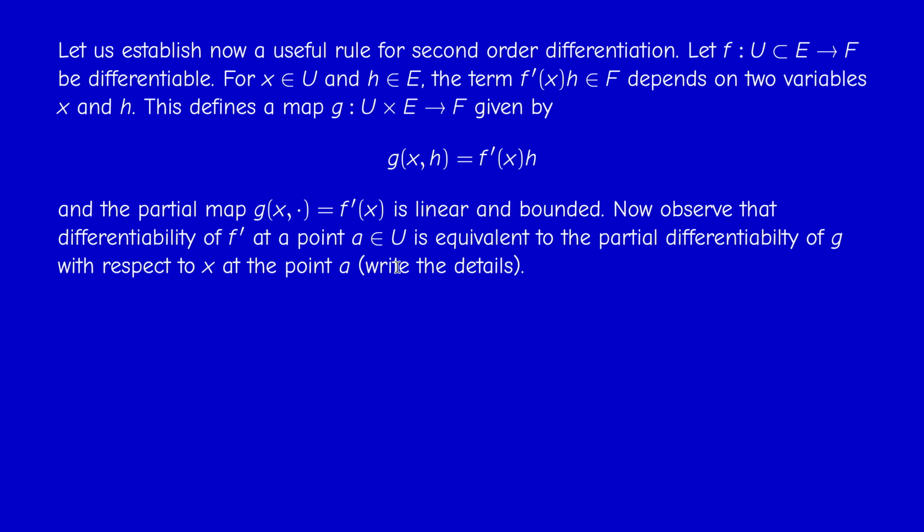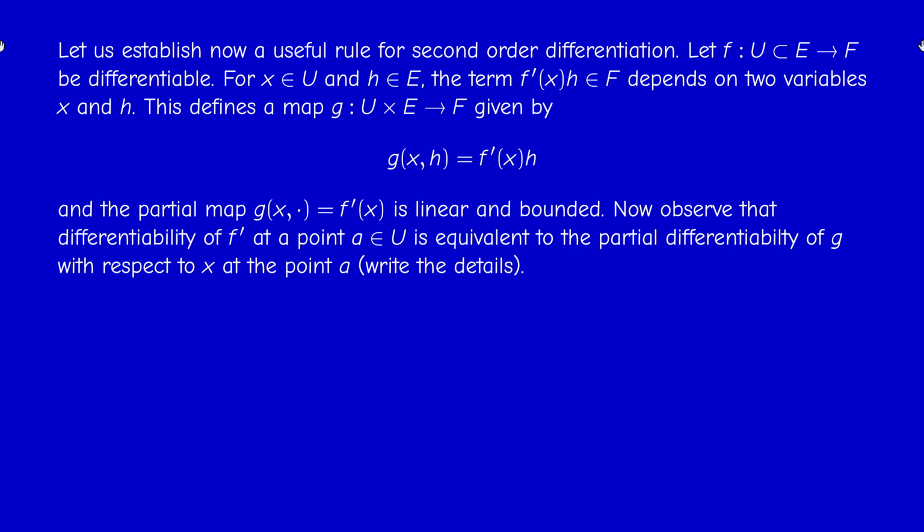Now you may check, and I encourage you to write the details. Differentiability of f prime at the point A is equivalent to the partial differentiability of g at A with respect to the first variable. Okay, because here g is a function of two variables, so I have two. Of course, the derivative of g with respect to h is just f prime of x because it's linear, as you know from chapter 1, 2. Okay, so please take a paper and a pen and check what I'm saying. Okay, because it's important and it gives you a practical rule.